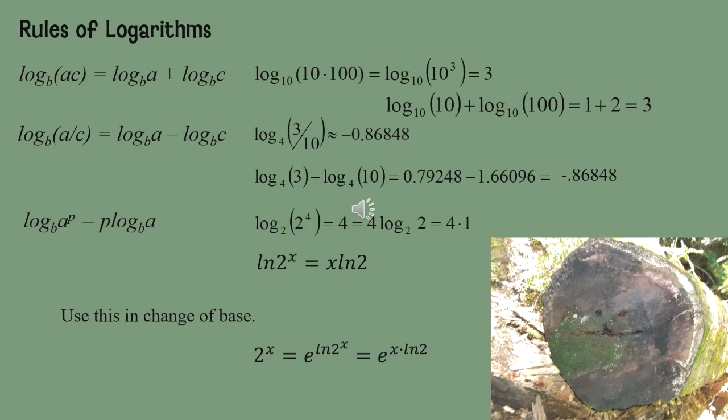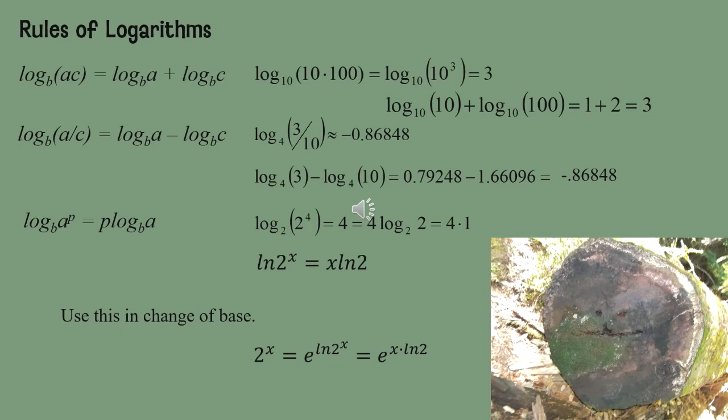Log base b of a to the p is equivalent to p times log base b of a. So what did we do there? The power on the a plugged into the log became a leading coefficient. So log base 2 of 2 to the 4th is equal to 4. But then think about it from the point of view of the rule. Make the 4 the leading coefficient. Then 4 times log base 2 of 2 should be 4 times 1, which is equal to 4.